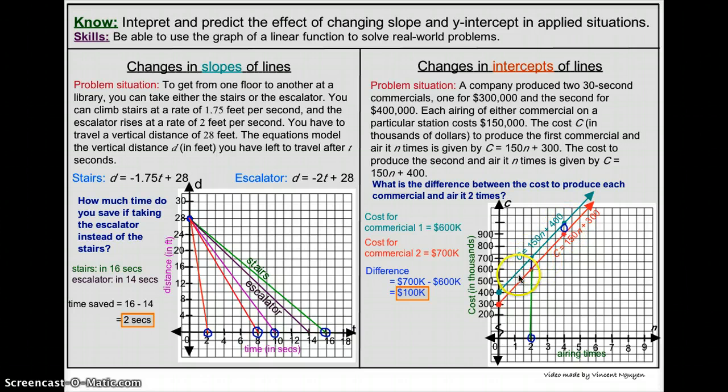So remember when we did the change in slope, we looked at the difference in the horizontal distance, okay? So we look at the difference between these lines right here. That's the x-axis. But when we have changes in the y-intercept, we look at the difference in the y values, okay? So that is the main thing to remember. Changes in slope, look at the difference in the x values. Changes in y-intercept, look at the difference in the y values.